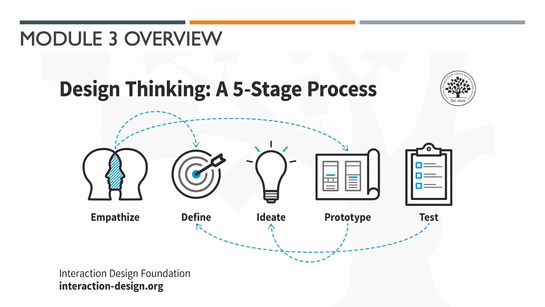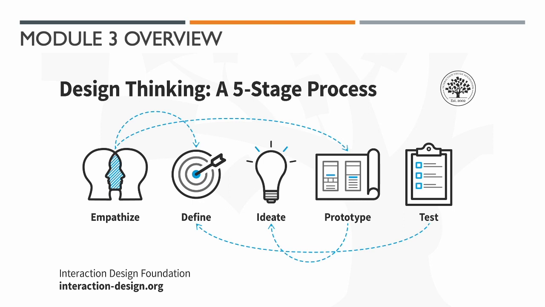Now, the product can be anything. It can be a phone, it can be a car, it can even be an experience for people. The idea and how you go through the design process will be informed by design thinking. There are 5 stages to it. We begin with empathize, define, ideate, prototype, and test.